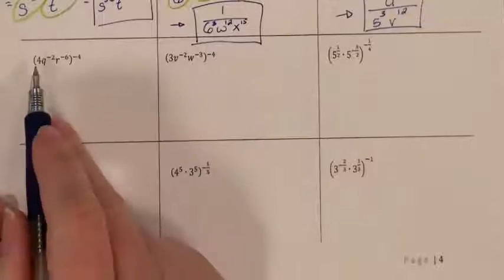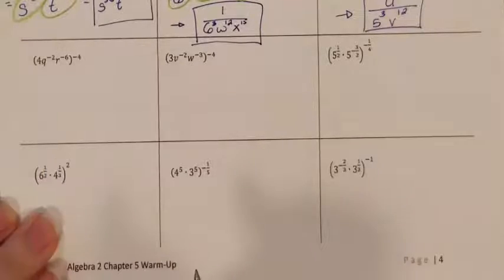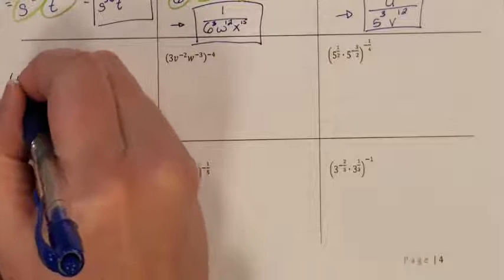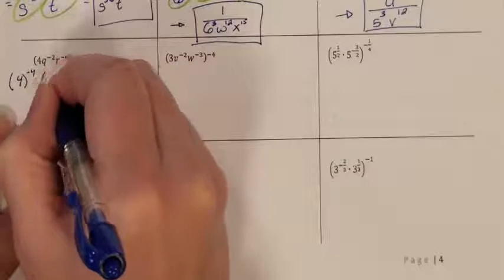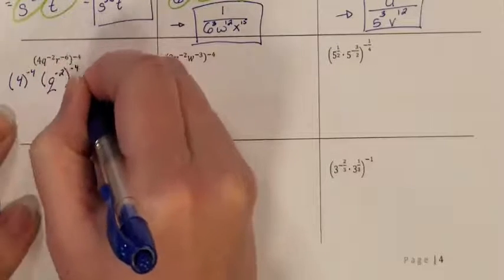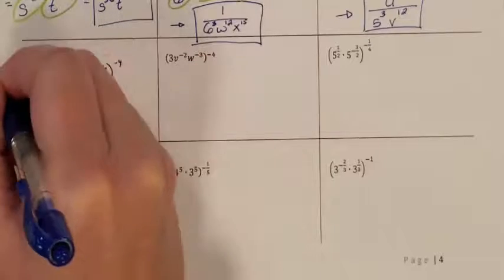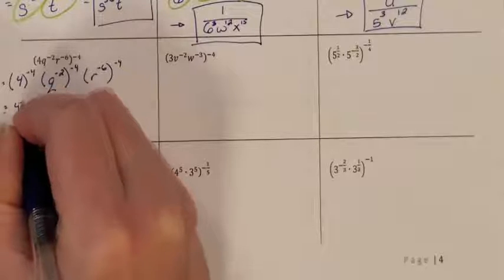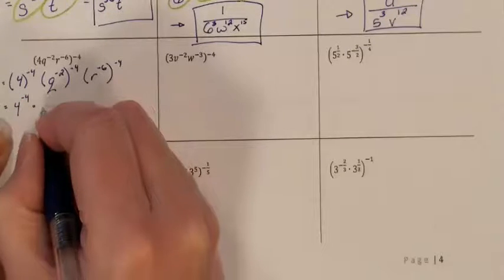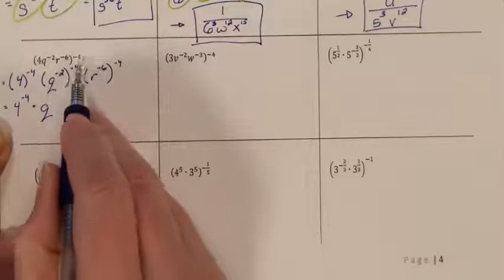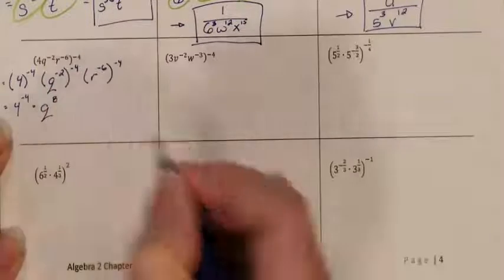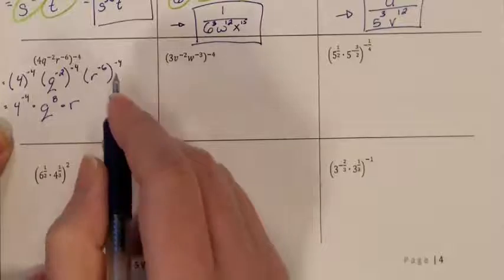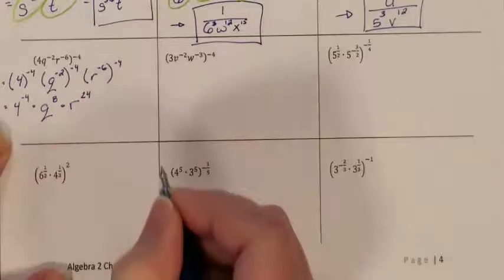My first problem, the entire parenthesis is raised to an exponent, so everybody in this parenthesis is going to get that exponent. So the 4 gets the exponent, the q to the negative 2 gets the exponent, and the r to the negative 6 gets the exponent. This 4 already has just a single exponent, so we're going to leave him alone at the moment. Q has 2 exponents. Negative 2 times negative 4 is a positive 8. R also has 2 exponents. Negative 6 times negative 4 is a positive 24.